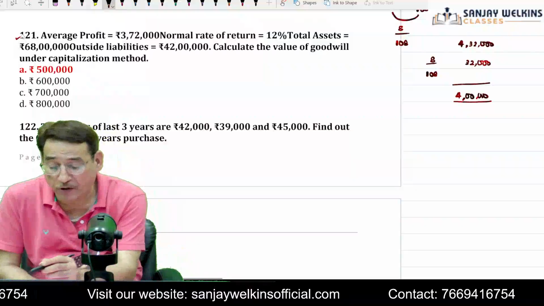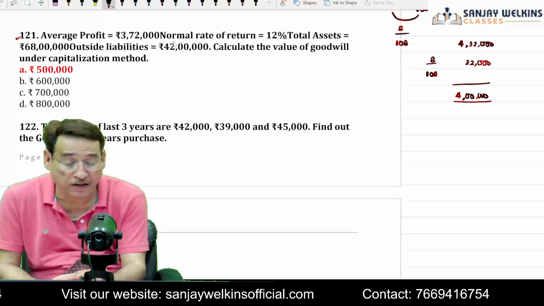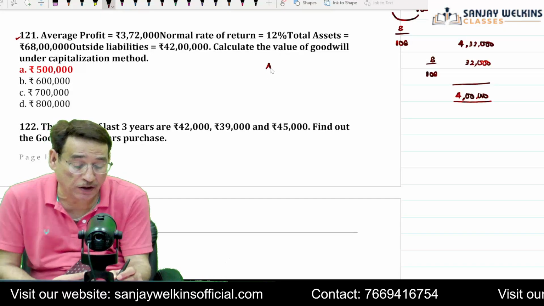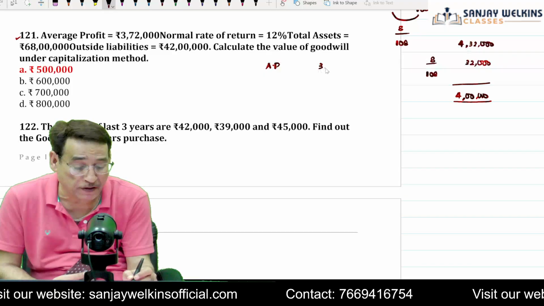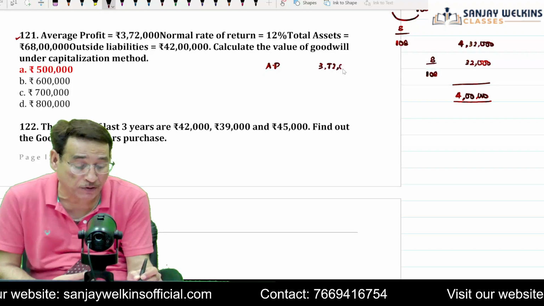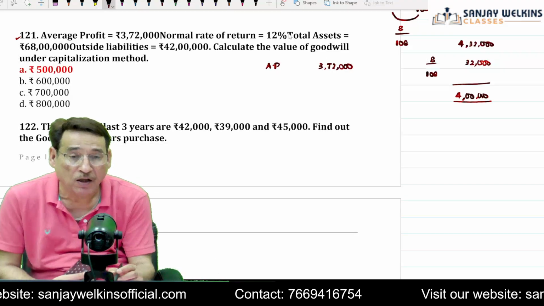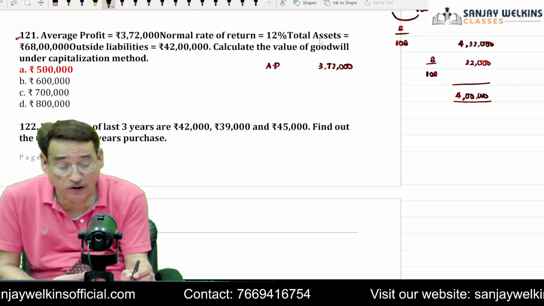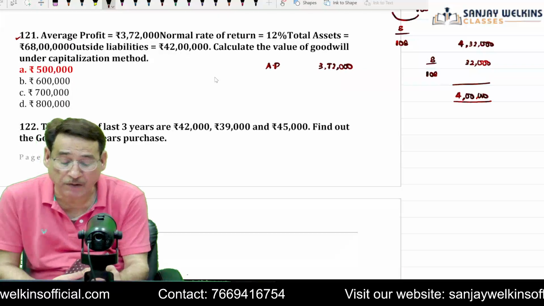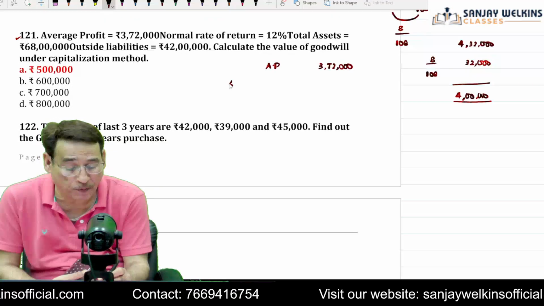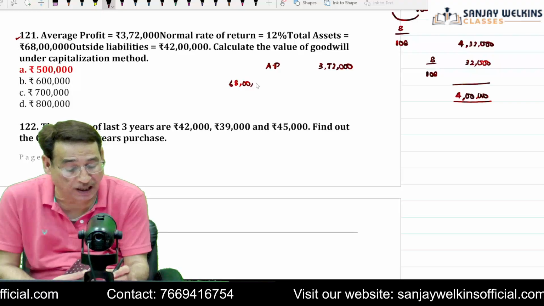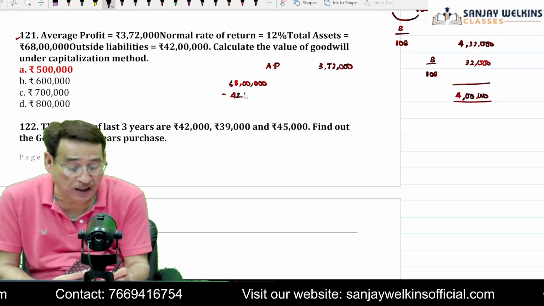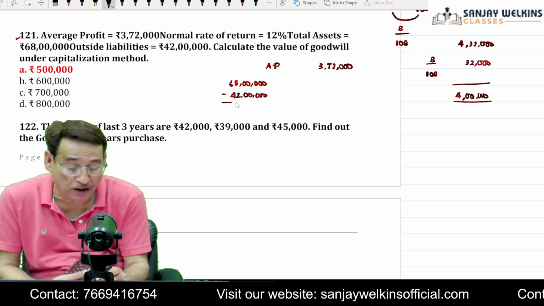In question number 121, it is stated that average profit is 3,72,000. Normal rate of return is 12%. Your average profit is given in this particular question, which happens to be 3,72,000, number one. Number two, it is also given that normal rate of profit is 12%. We are also given total assets 68 and outside liability 42 lakhs. So in order to compute the capital employed, I will have to subtract the liability from the assets: 68 lakh minus 42 lakh. It will give me the capital employed.